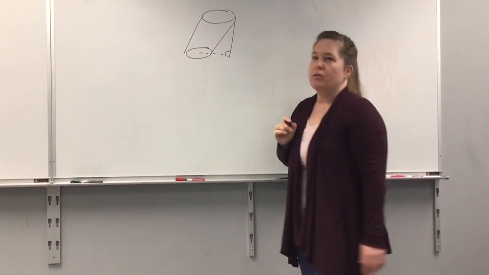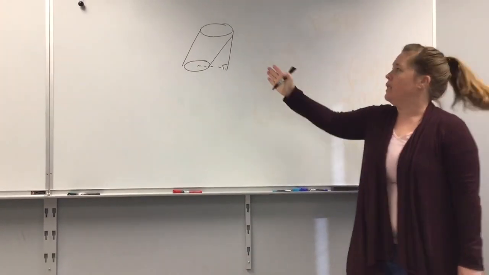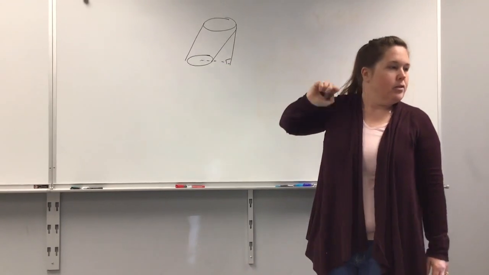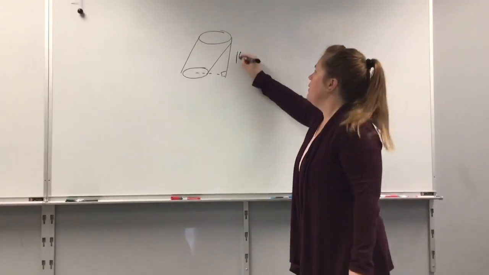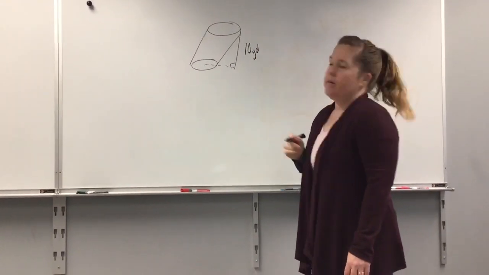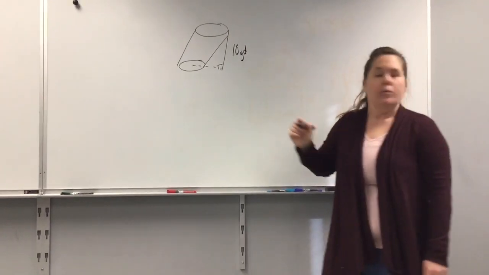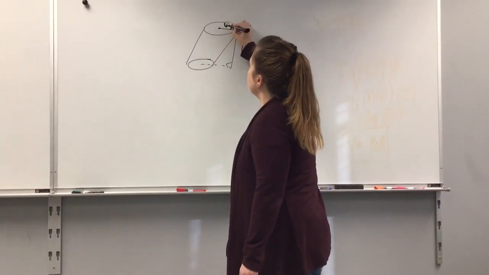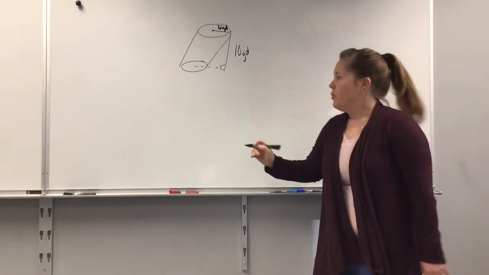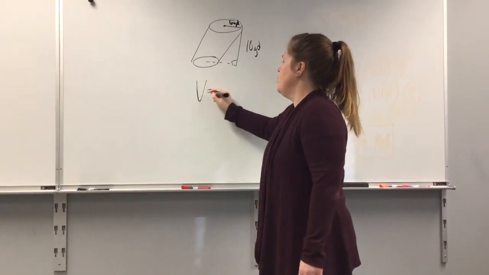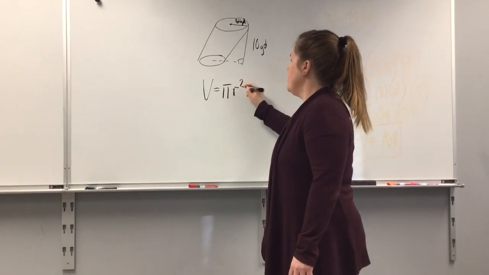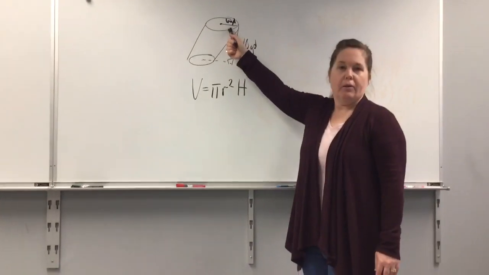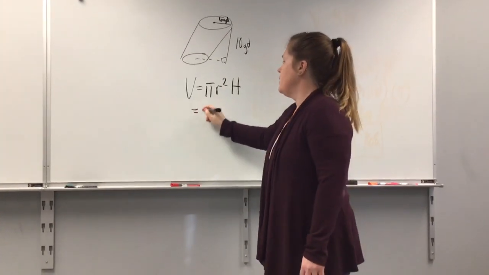and we know that that is the right angle. The height that we want is the distance that makes the right angle with the base, the bottom of it. So in our picture we had the height of 10 yards. We have a radius of 6 yards. So my formula, V is equal to pi r squared times h. We're given the radius already. We don't have to do anything to adjust that.